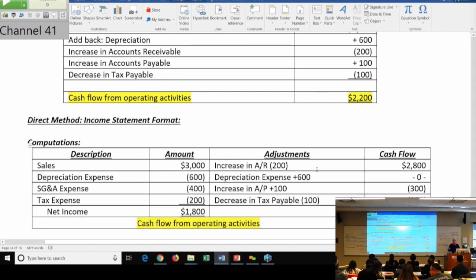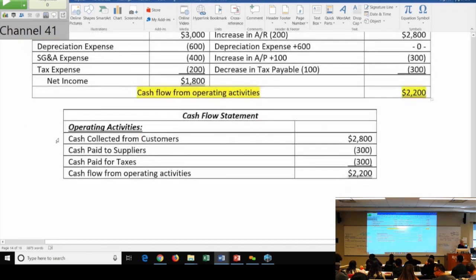Now, this would not be acceptable if I were to ask you to do a direct method cash flow statement. This is not a statement. This is the statement. That is a worksheet. Computations only. The statement looks like this. Cash collected from customers, $2,800. Cash paid to suppliers, -300. Cash paid for taxes, -300. And operating cash flow is 2,200. That's the statement, the section, rather, the operating activity section on a direct basis.